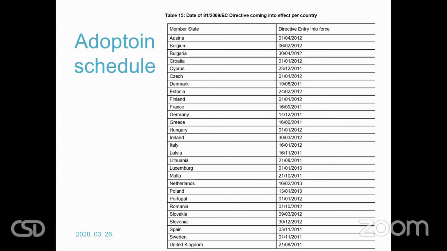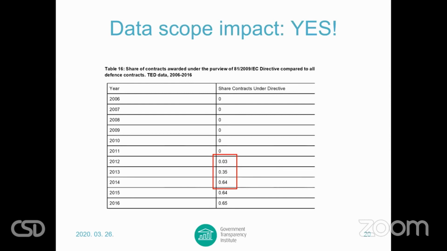Okay, the EU directive on defense procurement, which mandated greater use of open competition and transparency using the TED portal. Interestingly, the countries implemented it at different times, so it's super nice for research. Largely a transparency intervention. First, it works like hell. We have about 0.03% of contracts linked to the directive before the bulk of the countries introduce it. That jumps up to 0.35 and then 0.64. So roughly 0.5% of contracts are related to the directive after it's implemented. So a huge increase in transparency.